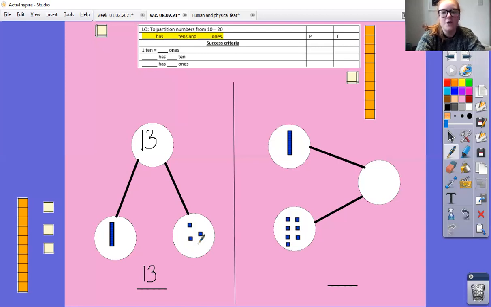Fantastic. I would like you now to pause your screen and have a go at this one on your own and come back when you're ready to complete it together.